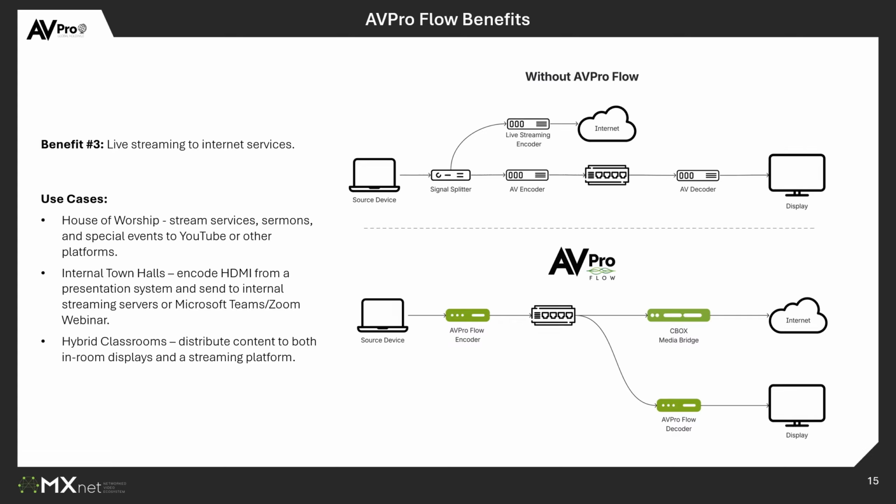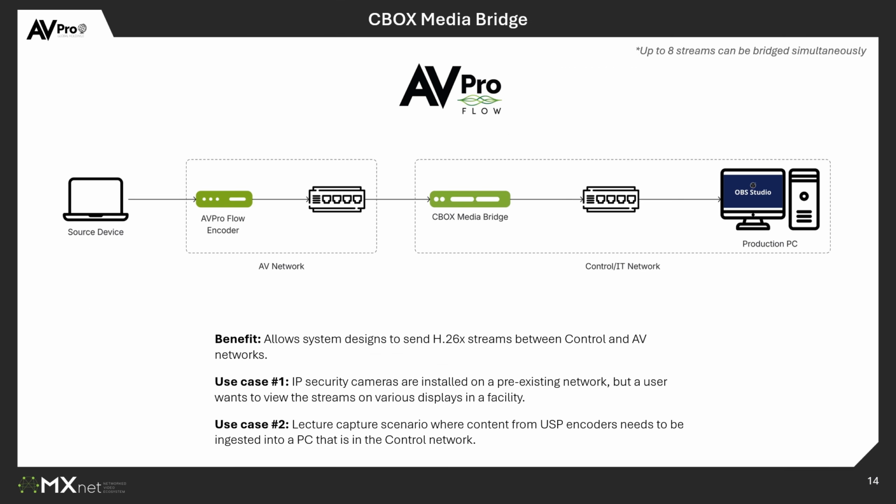Since many MXnet systems are isolated and don't have access to internet, we've designed a feature available on the C-Box called Media Bridge. This allows the streams from USB encoders to be bridged from the AV network into a control or IT network with internet. Here's a closer look at a basic media bridge design.